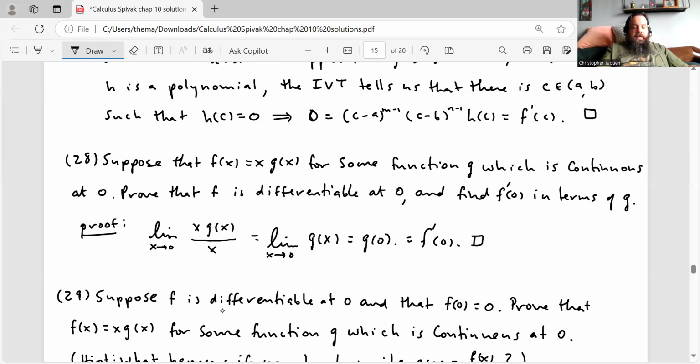His name has become attached to a much more general result to appear in the next chapter, which forms the basis for the most important theoretical results of calculus. So just a little bit of interesting history for you there.